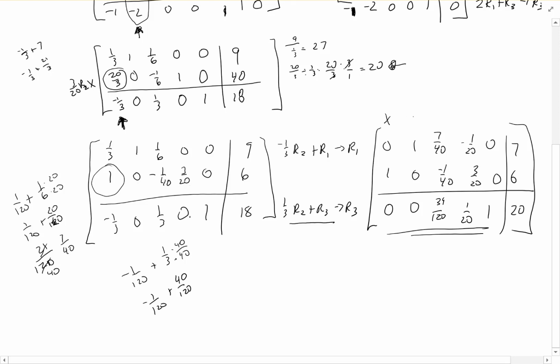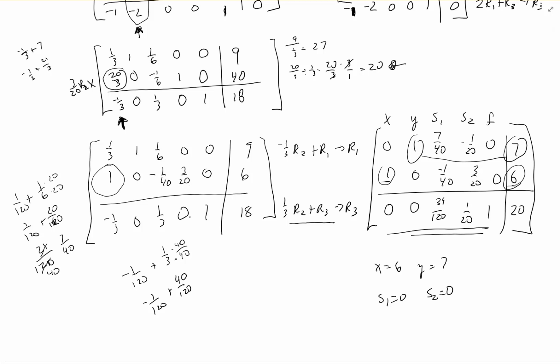And my columns again were X, Y, S1, S2, and F. And so we're going to get from the first column, X is equal to 6. The 1 here lines up with the 6. So X is equal to 6. Y equals 7, because the 1 lines up with the 7. S1 and S2, I'm going to set equal to 0 because those columns are all messy. They're all full of ugly numbers there. So I'm going to call them 0. And then finally, the F corresponds to the 20. So F equals 20 as our solution there.